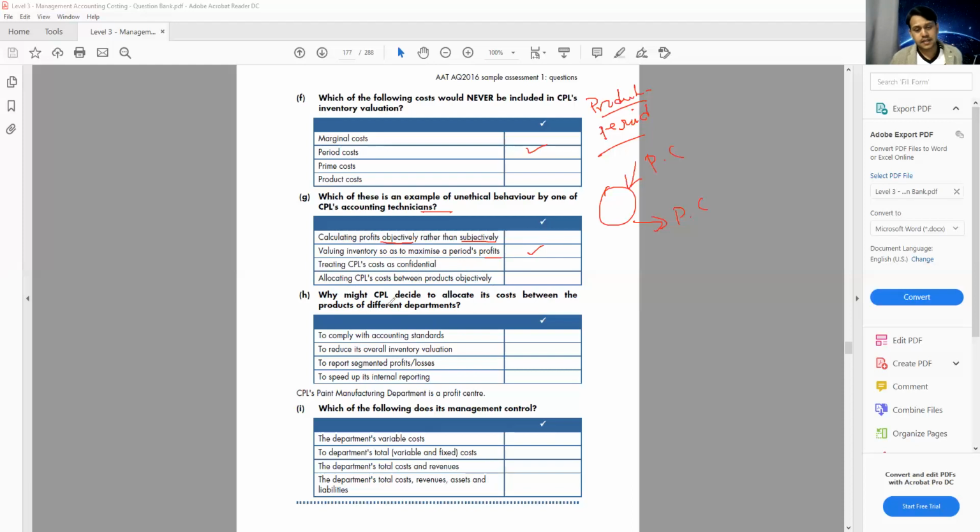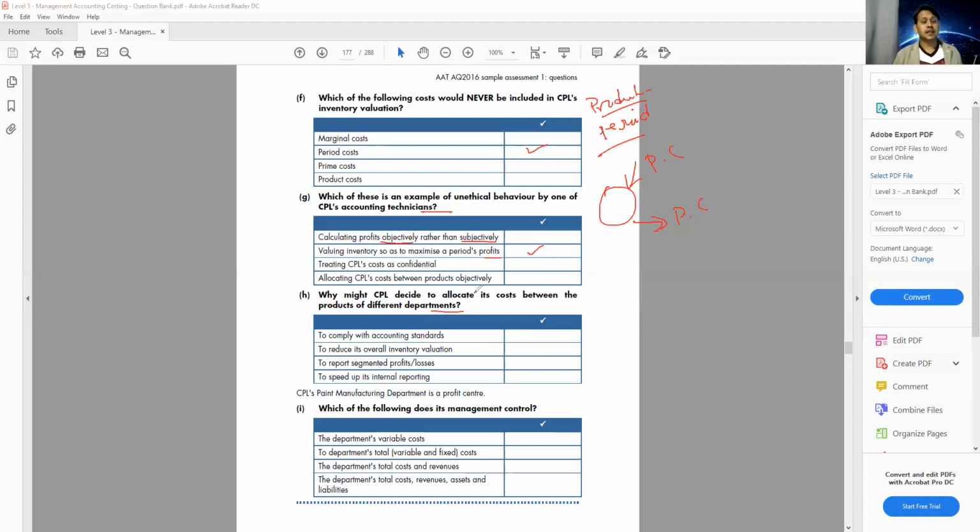Why might CPL decide to allocate its cost between the product of different departments? Sometimes normal people might ask, like BMW, for example, the BMW is one company. Why not have all the costs paid by BMW? Same thing, isn't it? If we separate the cost to different departments, rather than not separating, if I put all the costs for BMW, it's the same story, except that all the costs have to be paid by BMW. So what's the point of separating the cost to different departments?